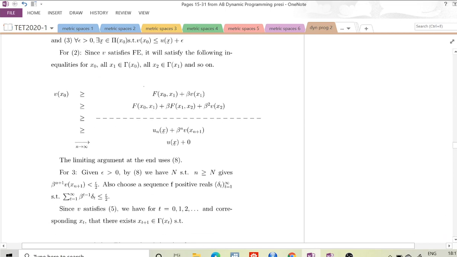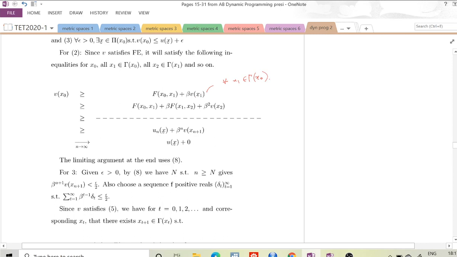So what we do is we take the property that V is a solution to the functional equation. That means that V of x naught is greater than or equal to f of x naught x1 plus beta V of x1 for all x1 that are feasible at x naught. And we keep unpacking the V.